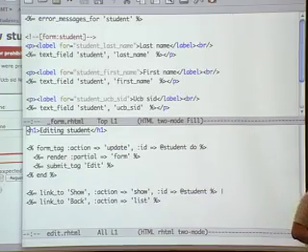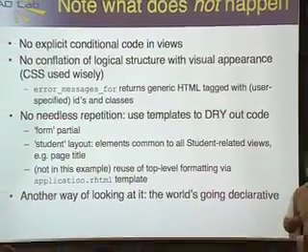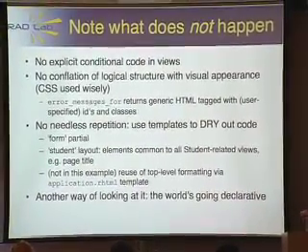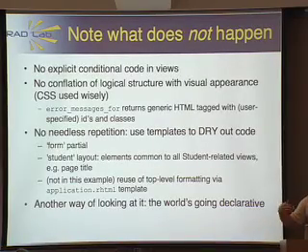And let's look at what has not happened here. What has not happened in this example? Okay? There's no conditional code in any of the views. There's no conflation of logical structure with visual appearance. That's all that's pulled out into the CSS file. There is a method called error messages for that is returned on every single view. But if there are no error messages, then this method call returns an empty string.